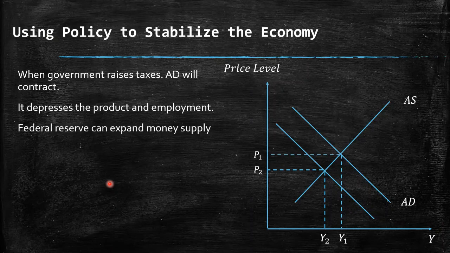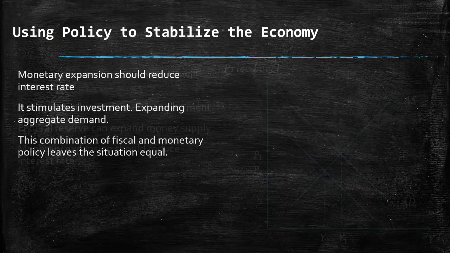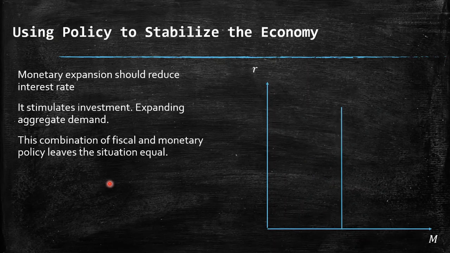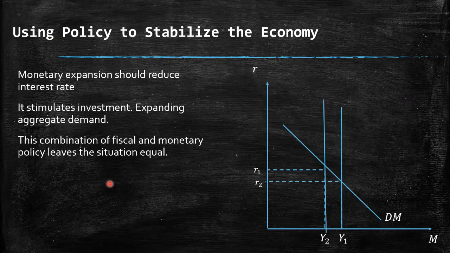But the Federal Reserve can expand money. How? They can buy government bonds. This way monetary expansion should reduce the interest rate, and as a consequence the demand curve can return to the original place. So this combination of fiscal and monetary policy leaves the situation equal.